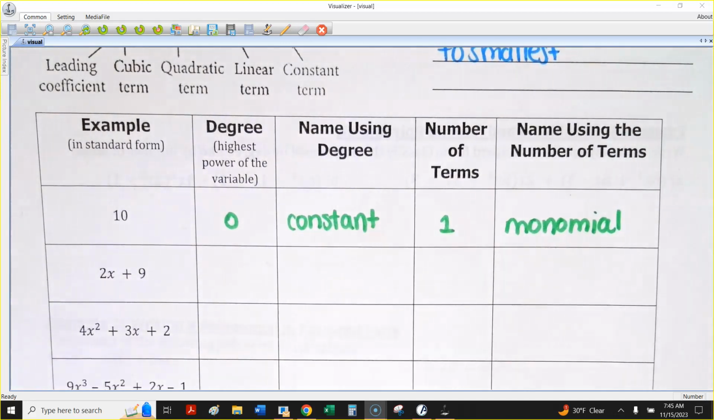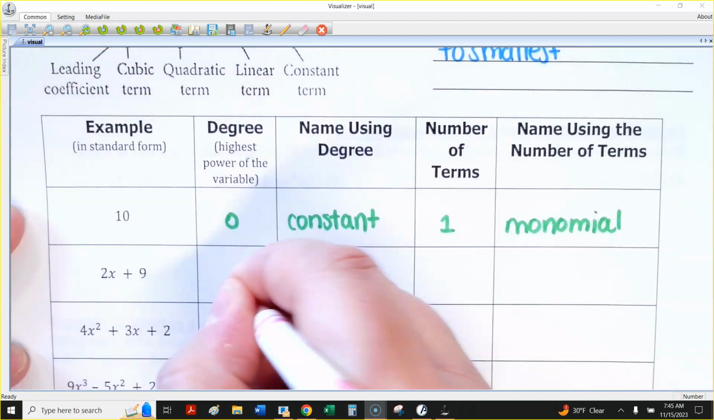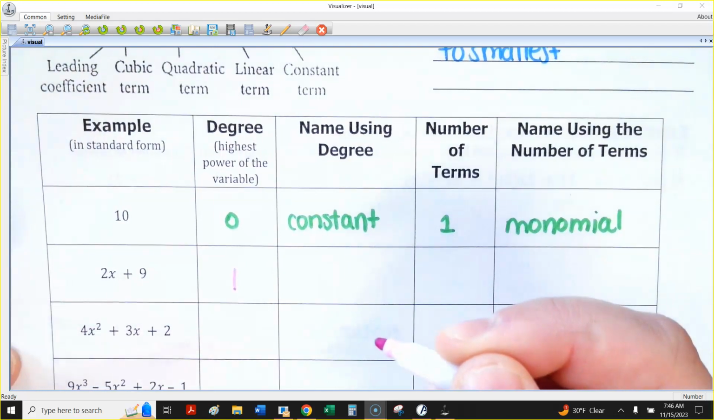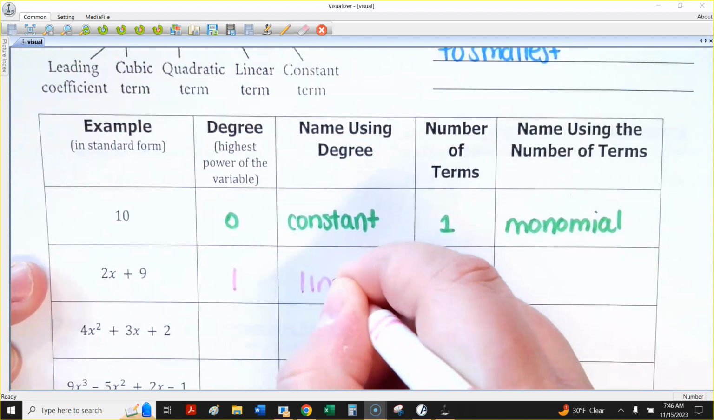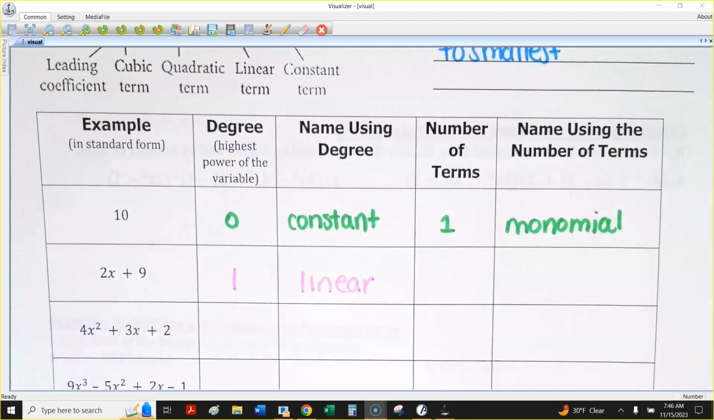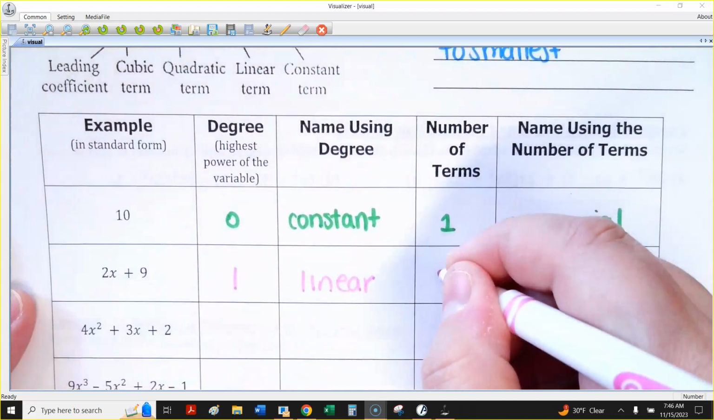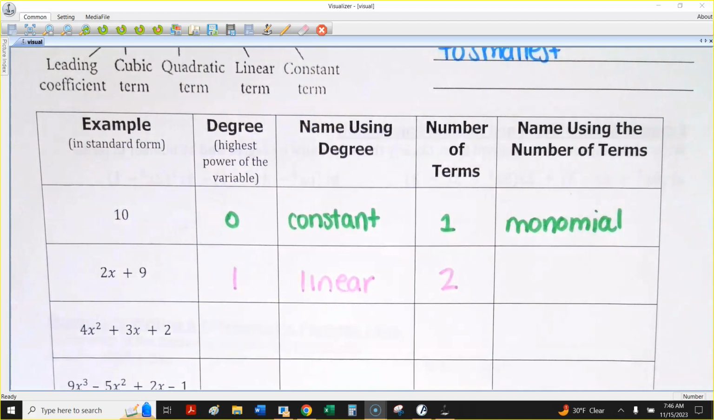All right, now the rest of these, some of these I think you're going to know and some of them you might not. So what would you tell me the degree is if I have 2x plus 9? Carter, what do you think? Just 1. Okay, now this guy, because it's just an x, would be called linear. So that would actually be a line. If I put y equals 2x plus 9, we put that on the graph, that'd be linear. How many terms do I have there? 2. All right, does anybody know what it's called if it has 2 terms? Yeah, okay.